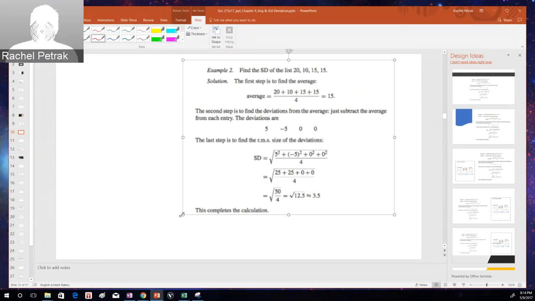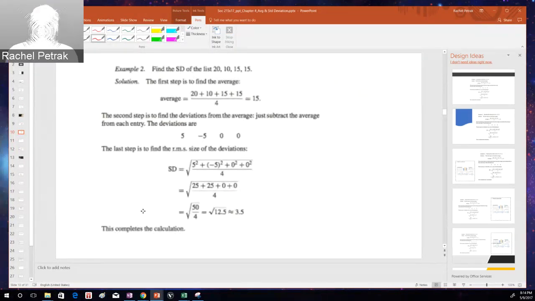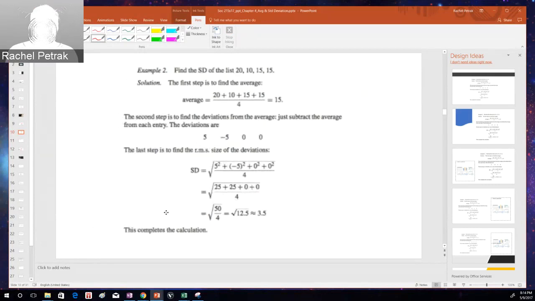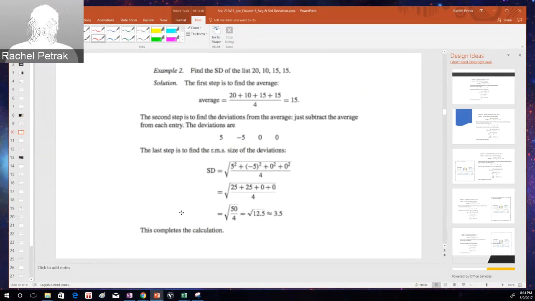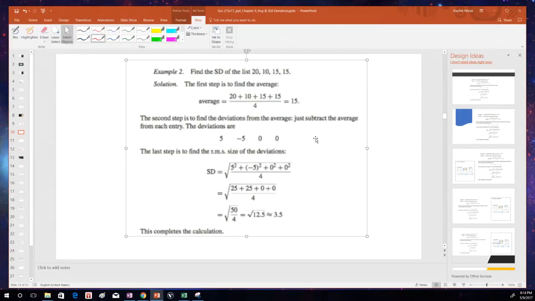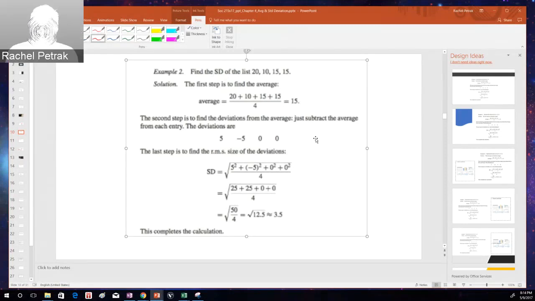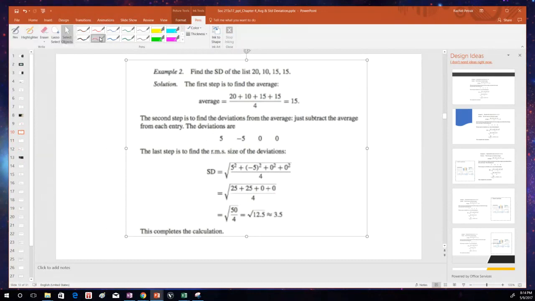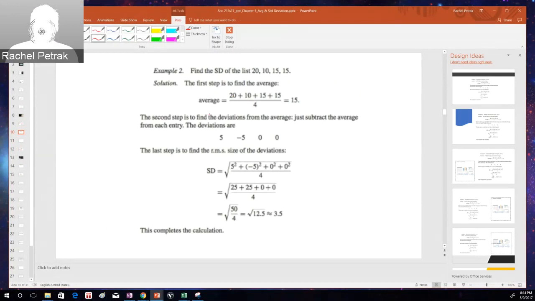Here we can look through this example, finding the standard deviation of this short list of scores: 10, 20, 10, 15, and 15. First, we have to find the average in order to get the standard deviation, because the average is part of the calculation of the standard deviation. We all remember how to get an average. And here it is laid out for us. So we know the average is 15.